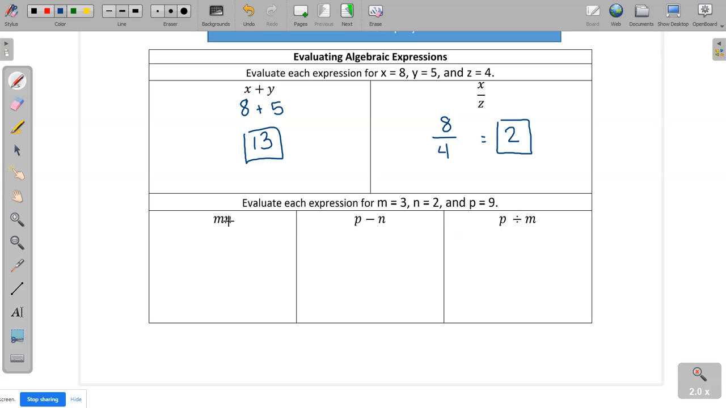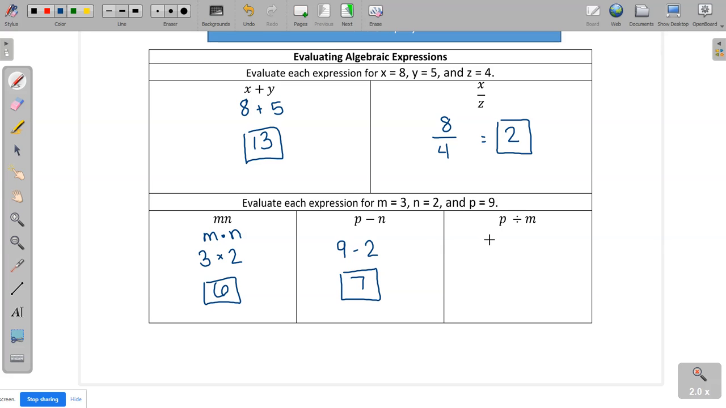Okay, let's check this work. We have mn, which means m times n. So m is 3. We'll multiply it to n, which is 2. 3 times 2 gives us 6. The next one, p minus n. P is 9, and we're subtracting n, which is 2. 9 minus 2 is 7.